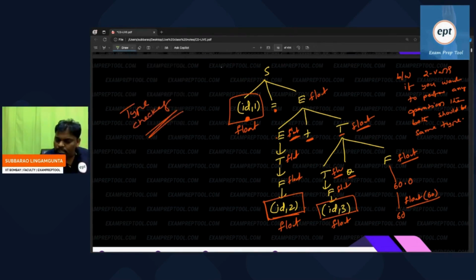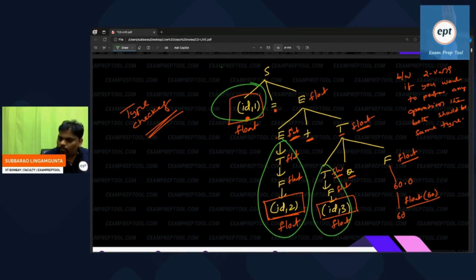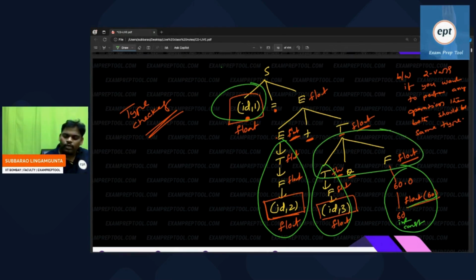Purpose is type checking. See, the left side is float. Then I want everything to be float only. See, float. It is also float. But this one is unfortunately integer, an integer constant. So do typecasting. It became float. So finally float came. Float plus float again. Next one, float into float again. So like that it is happening.